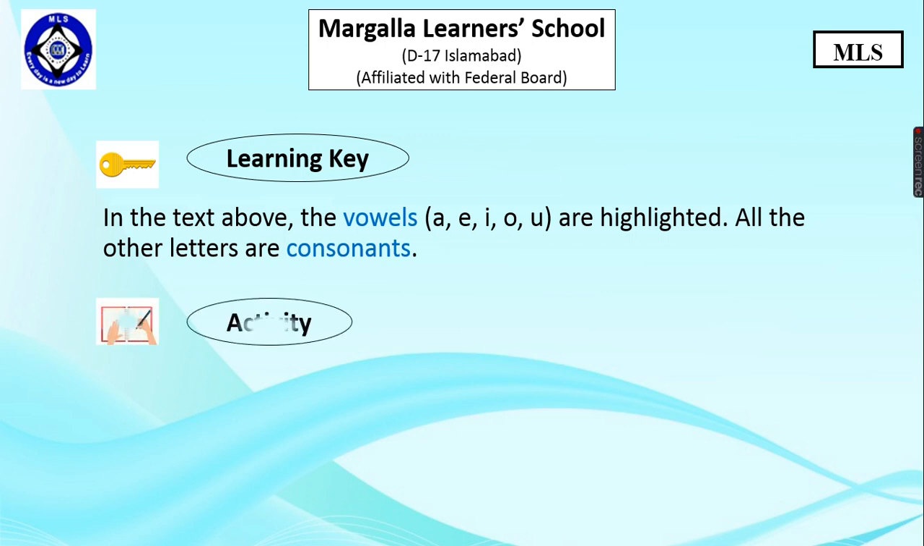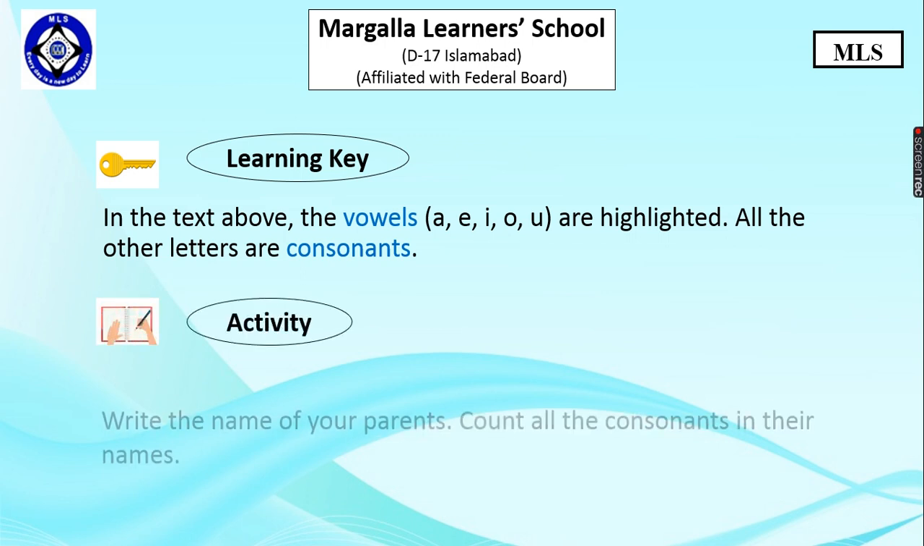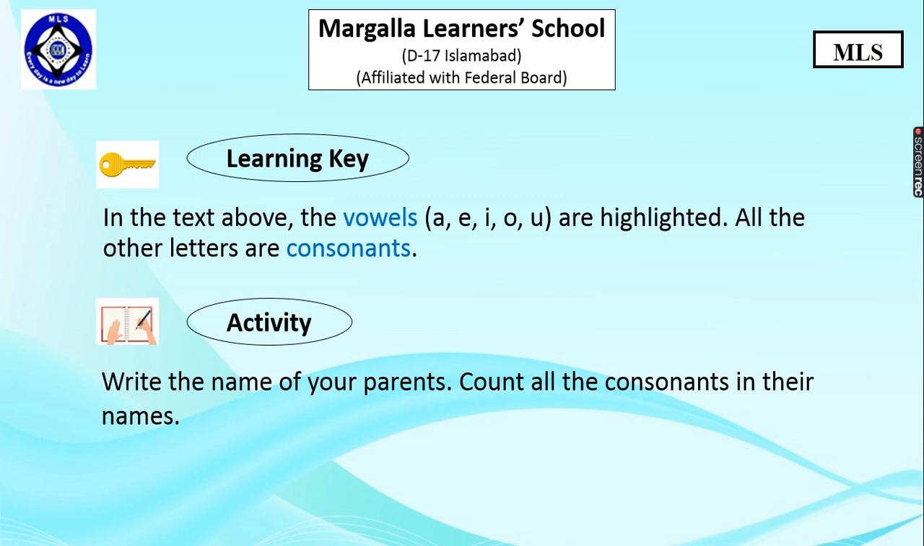Now let us do an activity. Write the name of your parents. Count all the consonants in their names. For example, my mother's name is Zainab. And in Zainab, there are 3 consonants, Z, N, and B. Now you also write your father's and mother's name and count the consonants in them.